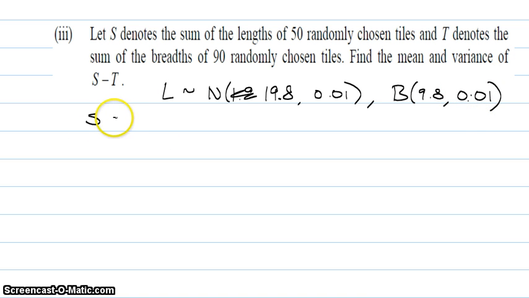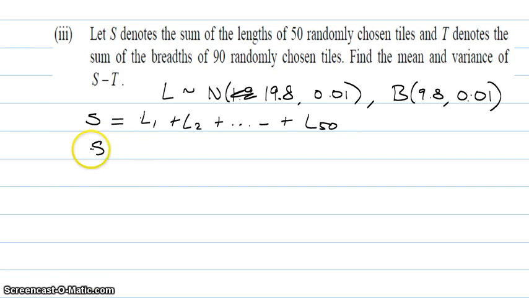So what is S actually equal to? It's the sum of the lengths of 50 randomly chosen tiles. So this is L1 plus L2 plus and so on. I'm just going to pretend I've written them all out. So how do we calculate this? Because S is the sum of normally distributed variables, it's also going to be normally distributed.